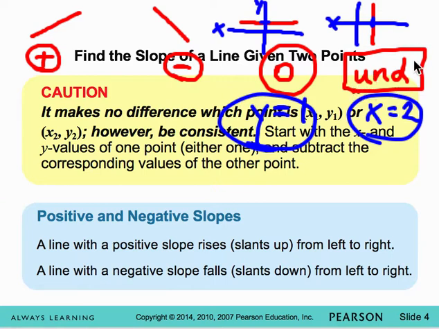The reason is, if you get a slope when you're trying to calculate it with a denominator of 0, remember you can't divide by 0. You can't have zeros in denominators. We call that undefined.